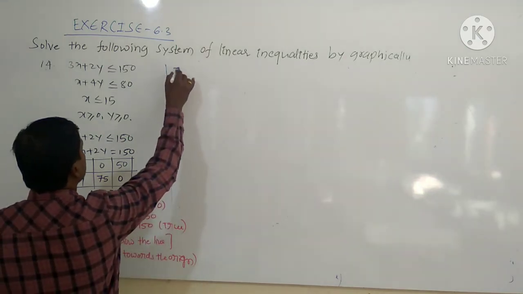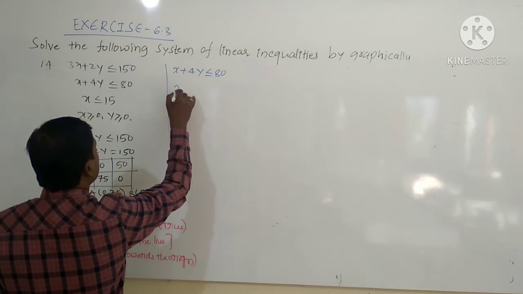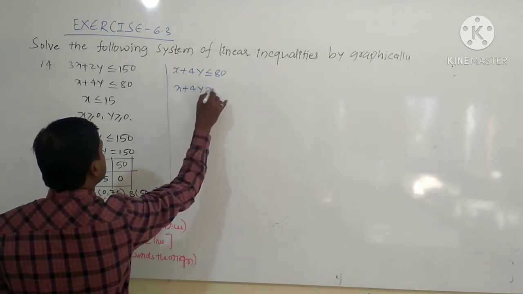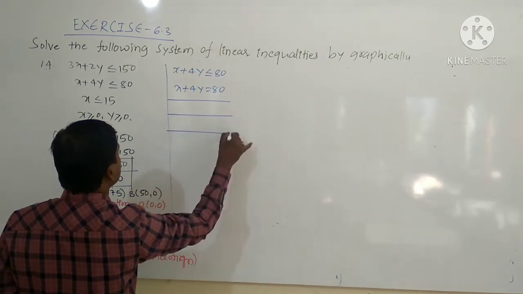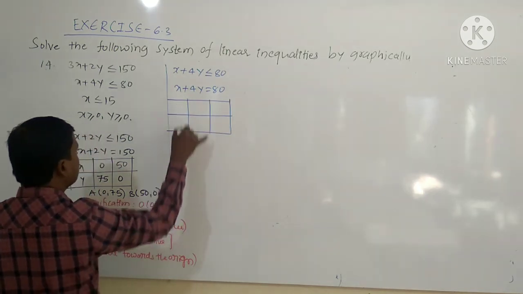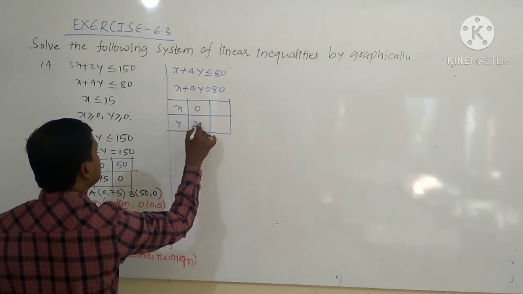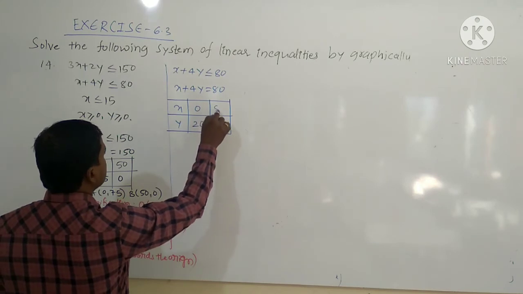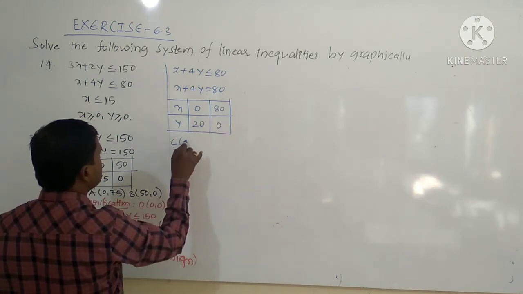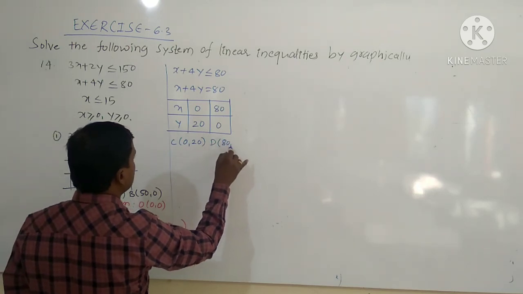Second line is this one. X plus 4y less than or equal to 80. Write it as an equation, X plus 4y equal to 80. Substitute the value of x equal to 0. What is the value of y? I think here it is 20. For the value of y equal to 0, x equal to 80. The point C is (0, 20). Point D is (80, 0).